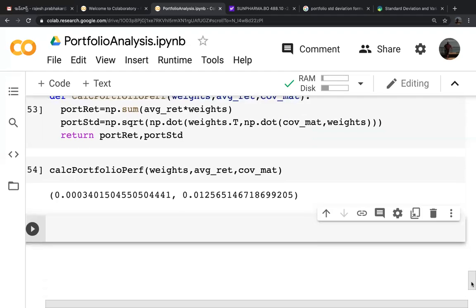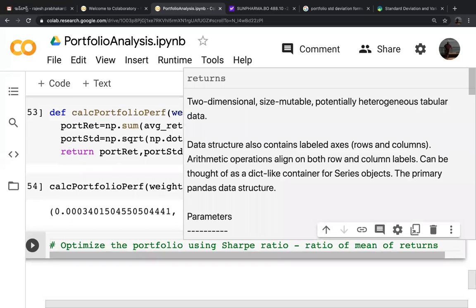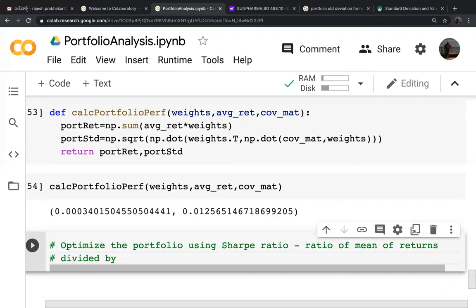All right, so this is one thing. Now we will optimize the portfolio using Sharpe ratio. What is Sharpe ratio? Ratio of mean of return divided by per unit of volatility, or divided by standard deviation. So we will use Sharpe ratio as a mechanism for optimizing our portfolio. There are many ratios. Jensen's ratio is there, Jensen's alpha is there. But we will use Sharpe ratio to optimize the portfolio performance.